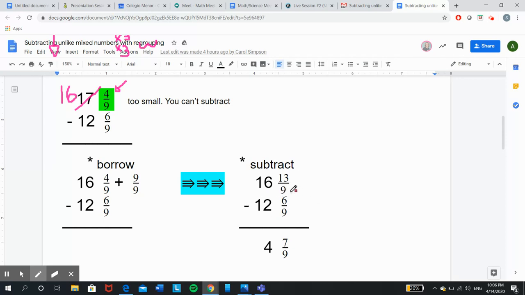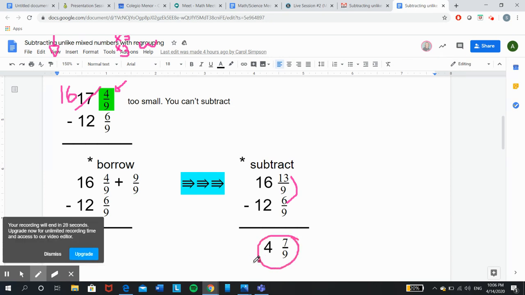So now, if you notice, they have the same denominator and the fraction on top is bigger than the fraction below, so now I am able to subtract. I'm going to do that from right to left. 13 minus 6 is 7 ninths, and 16 minus 12 is 4. Notice that this is going to be my final answer. I cannot simplify this number, so this will be your final answer for this problem.